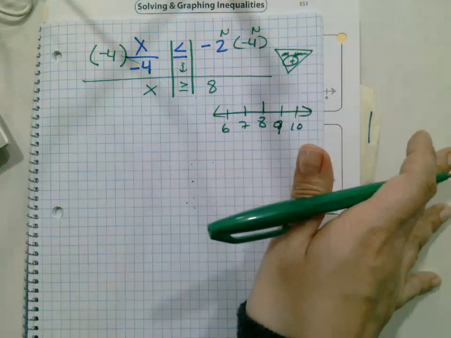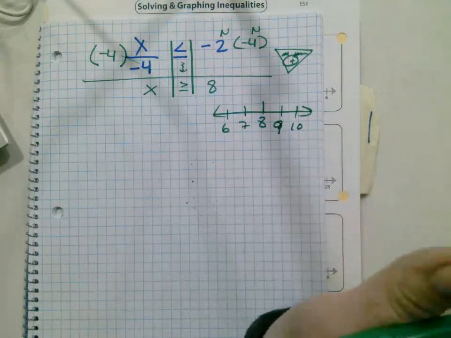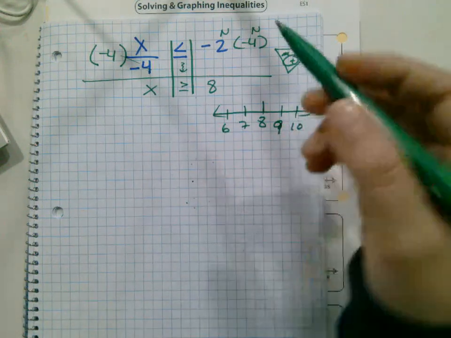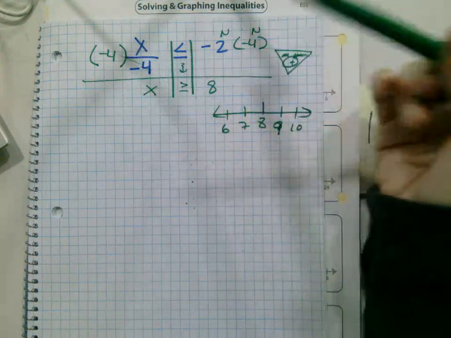Every time they see an inequality, let's flip it. Yeah, it's cool. Guess what? It's not cool. You only get to flip when you multiply or divide by a negative.